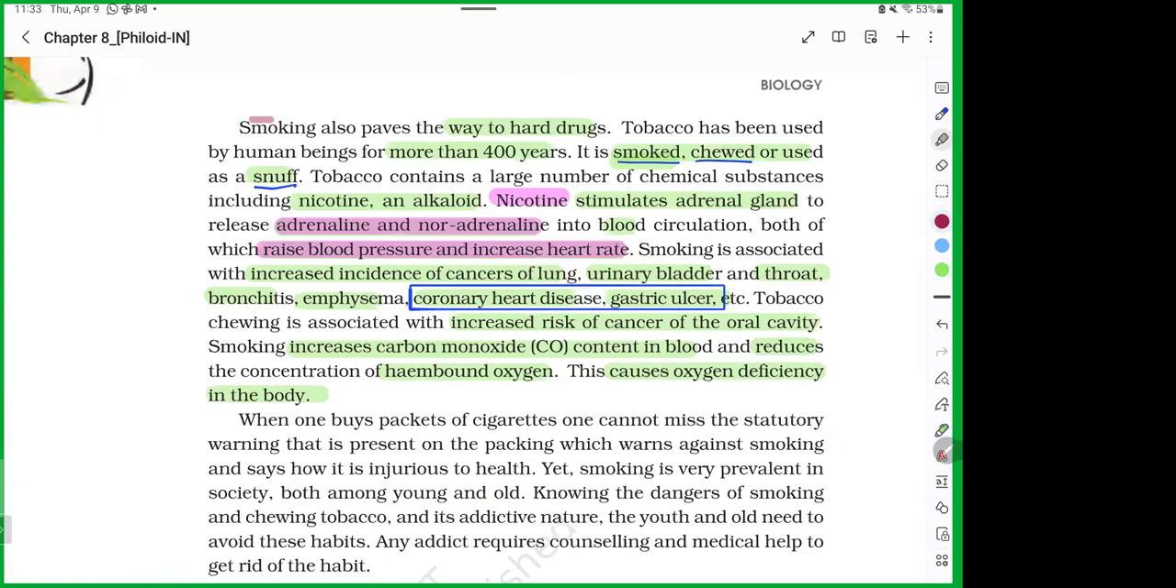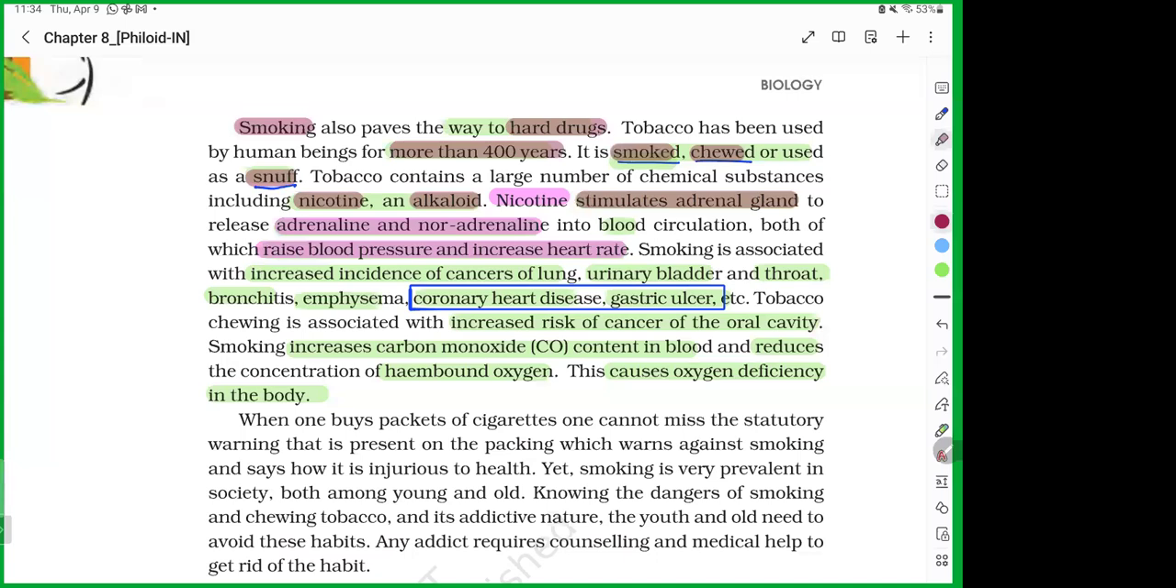Smoking is one method, and most people start with smoking and then they move to hard drugs. Right? Tobacco has been used by human beings for many years, 400 years. Tobacco can be smoked, chewed, or sniffed like this. Correct. So tobacco contains very harmful chemicals. One of the chemicals is nicotine. Nicotine is an alkaloid base. Nicotine stimulates the adrenal gland, and when it stimulates the adrenal gland, adrenaline and noradrenaline are released in the blood. Correct. Both increase BP as well as heart rate. We know from the hormone chapter.